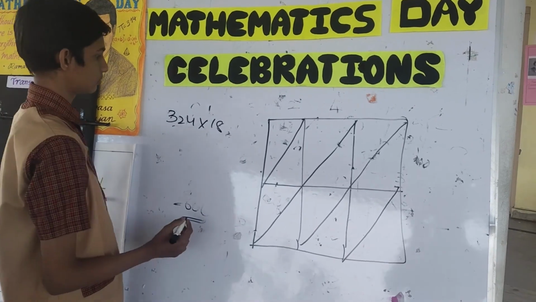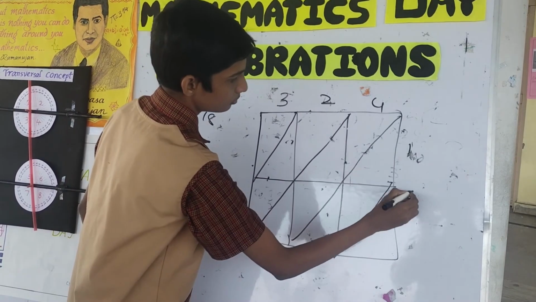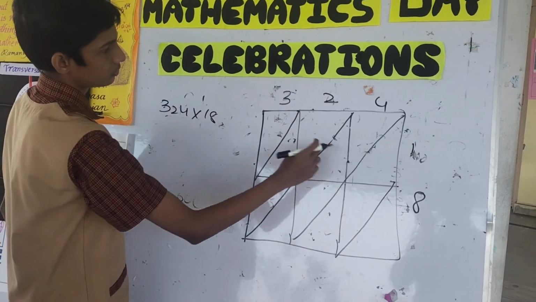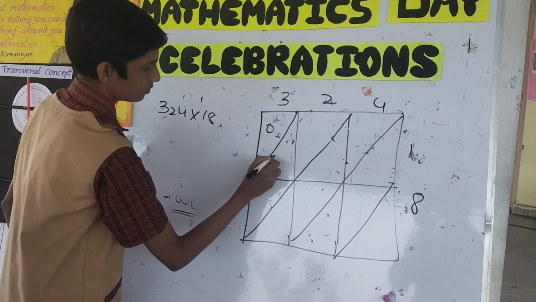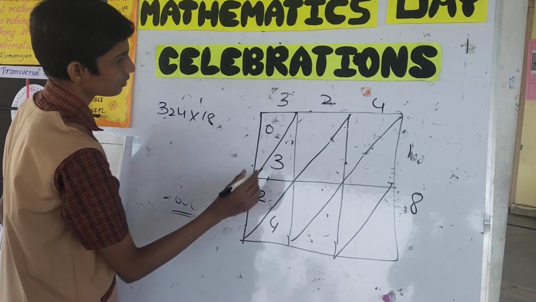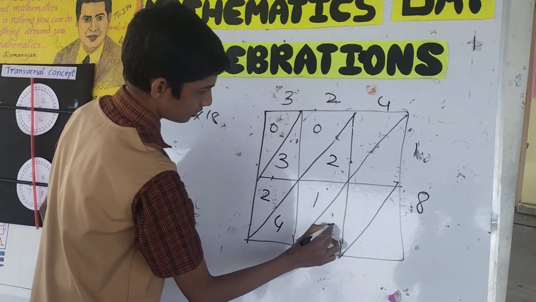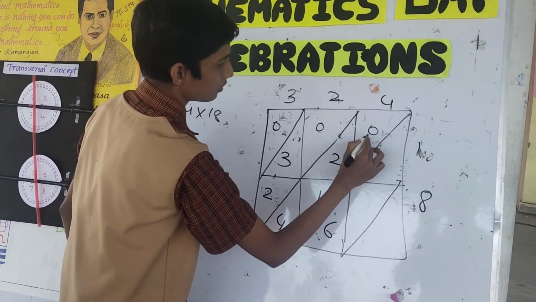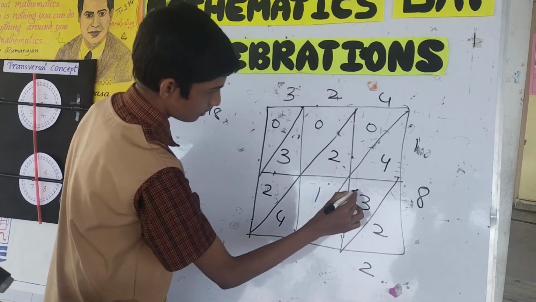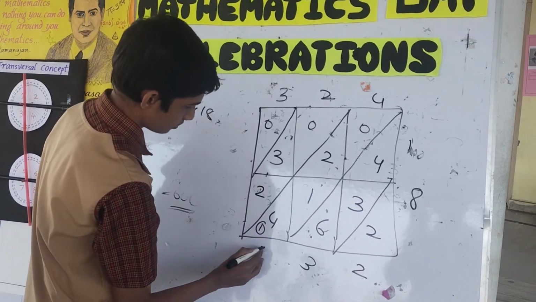And let's write the numbers in their order. And now let's multiply 0, 1 and 3. And let's multiply 3 and 8. And now 2 and 8. And in the same way we should add all the numbers which are in between the 2 diagonals.